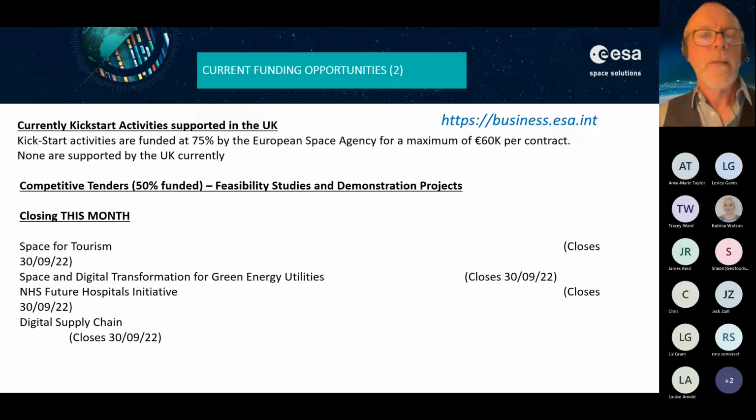These do have deadlines. We currently have space for tourism, space and digital transformation for green energy utilities, the NHS Future Hospitals Initiative, and digital supply chain. I apologise for that slide being somewhat askew. So these are closing in 2 days.